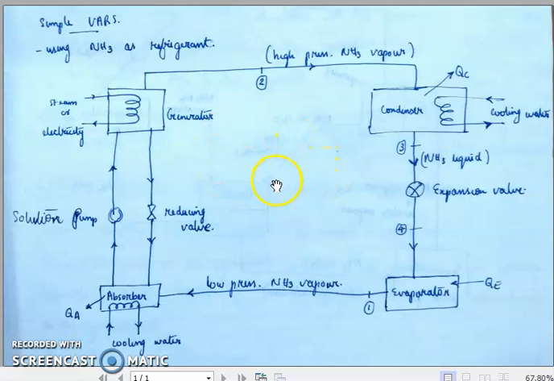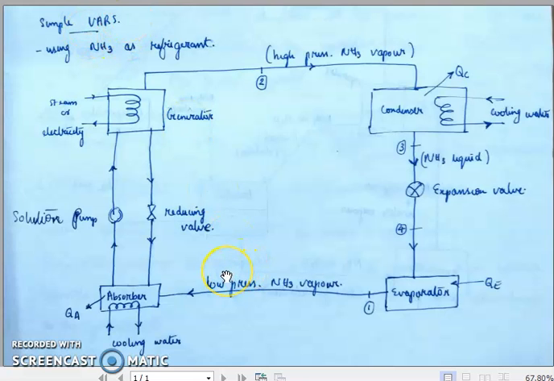So, is there any way out? Is there any way to avoid the working of this compressor and at the same time producing the same refrigeration effect? And that is where this VARS or vapor absorption refrigeration system comes into the picture. VARS is the short form for vapor absorption refrigeration system.